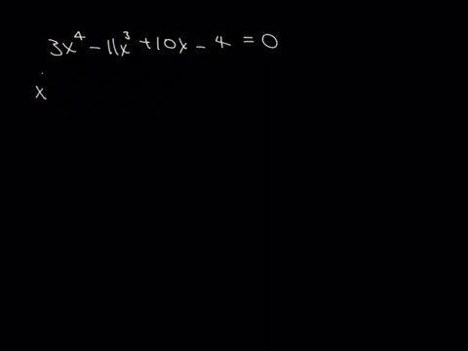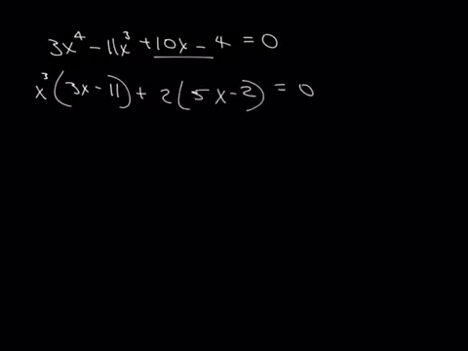Well, I could factor out an x cubed here and get a 3x minus 11, and then here I can factor out a 2 and get 5x minus 2. And then, does that help me at all? No, it doesn't help me in any way whatsoever. I can't go any further than that. Okay, so you can't always real quickly and easily be able to find the zeros of a polynomial. So that's where some tricks come in.